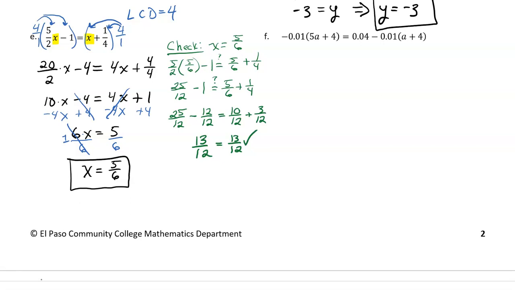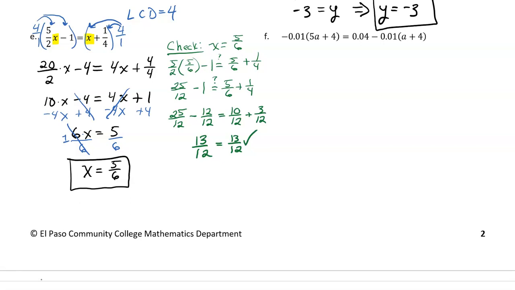So we've seen a lot of examples with fractions in them. We've seen different scenarios, and it's really nice that we have that least common denominator available to us to be able to clear out the fractions and get to our solutions pretty nicely. Let's look at part F. Again, this is example 3.